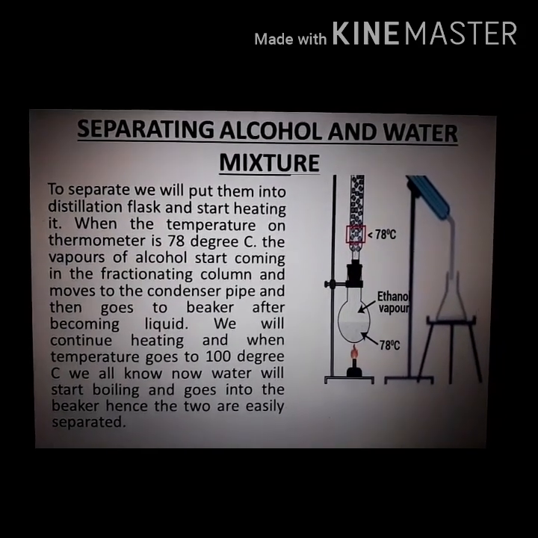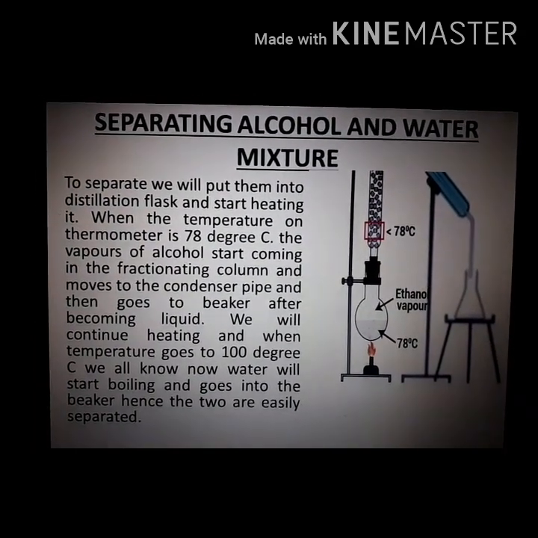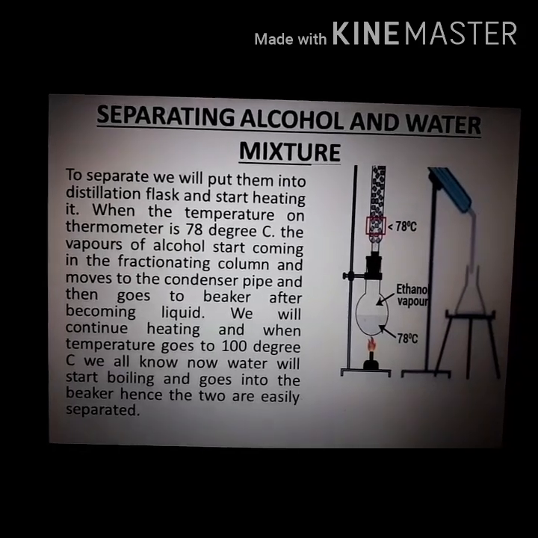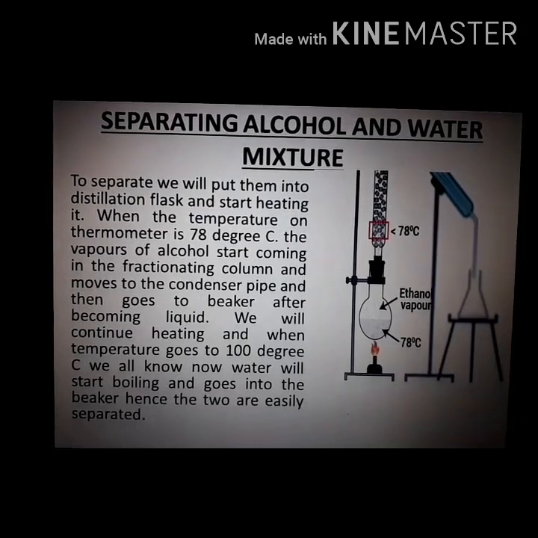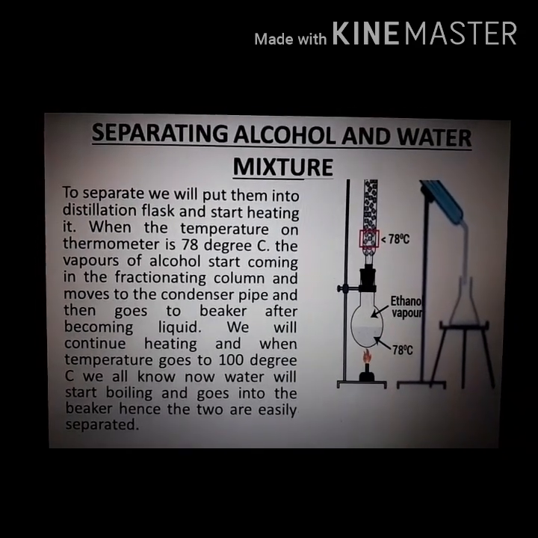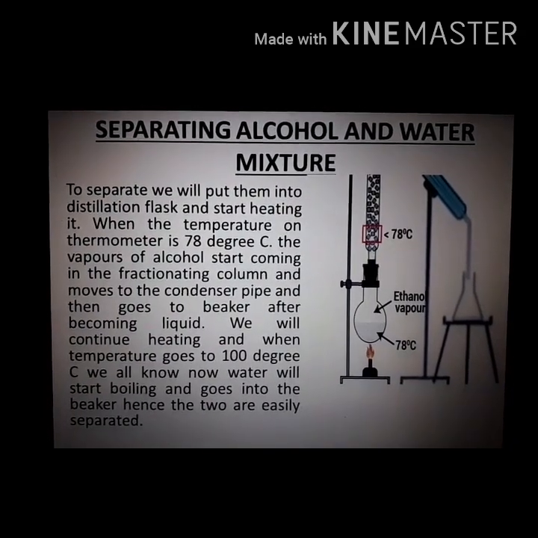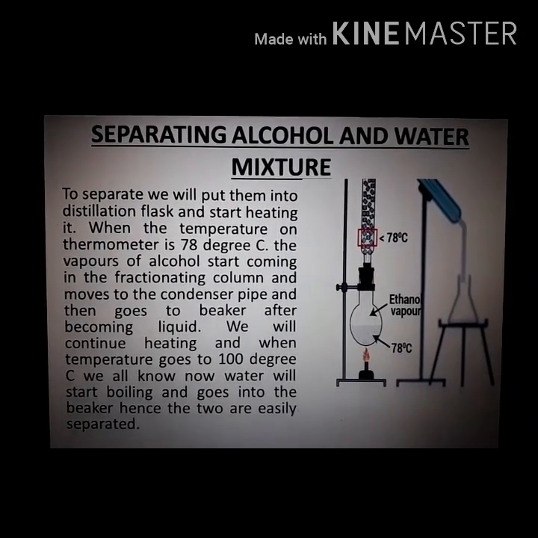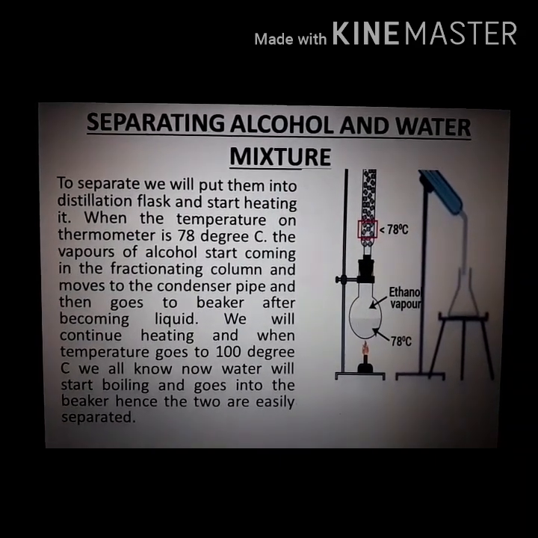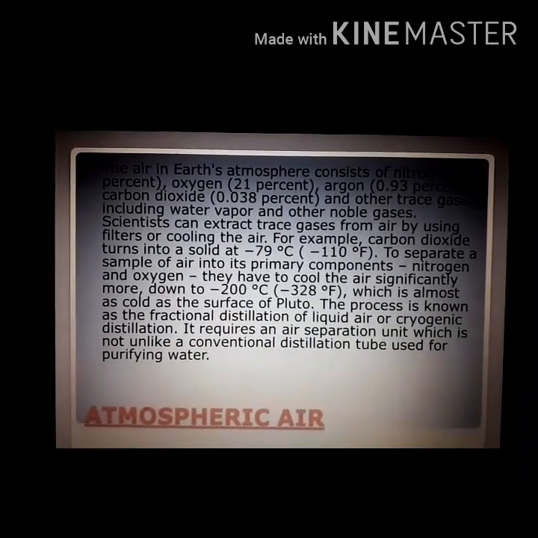Is it clear? We will continue heating, and when the temperature goes to 100 degrees Celsius, we all know water will start boiling and go into the beaker. So we place another beaker after collecting all the ethanol, because all the ethanol is collected at 78 degrees, and after that we change the beaker and get the water in it at a temperature of 100 degrees Celsius.